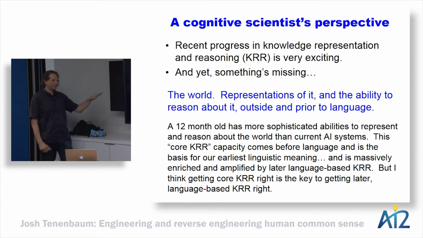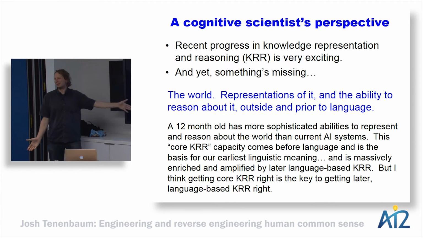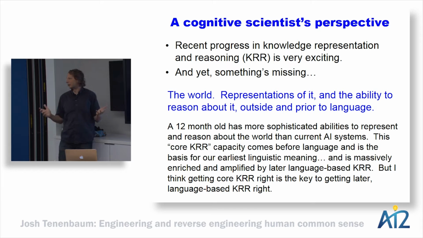And 12-month-olds don't really have language. They might know a few words. They might be able to say a few words. But there's what I would call a core knowledge representation and reasoning capacity in there, that develops through some combination of genetic programs and experience. Maybe a reasonable analogy is like learning to walk.